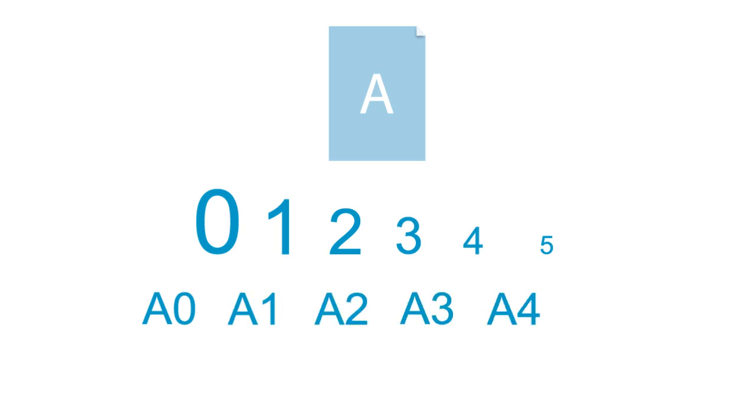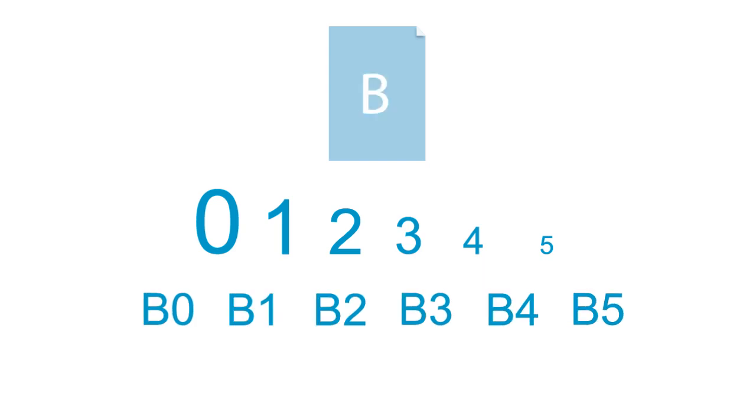The sizes are named by adding the alphabet of the series, so A or B, and the number or sequence of the size starting with 0. So the A series starts with the largest size A0, then A1, which is a size smaller than A0, then A2, which is a size smaller than A1, then A3, A4 and so on. Same goes for all the other series.